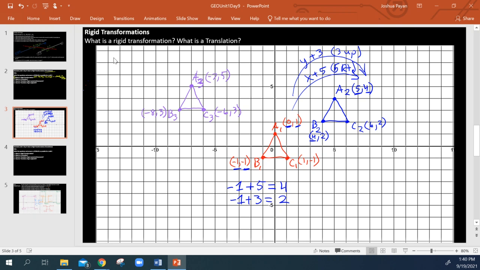Okay, so what happened this time? Well, let's look at A again. So from A2 to A3, how did I change exactly? Well, I went from 5 to negative 7. So from here to here, I did x minus 12. That made me move 12 left, right? And what about y? Well, I went from 4 over here to 5. Okay, so I had y plus 1, meaning I went up 1.